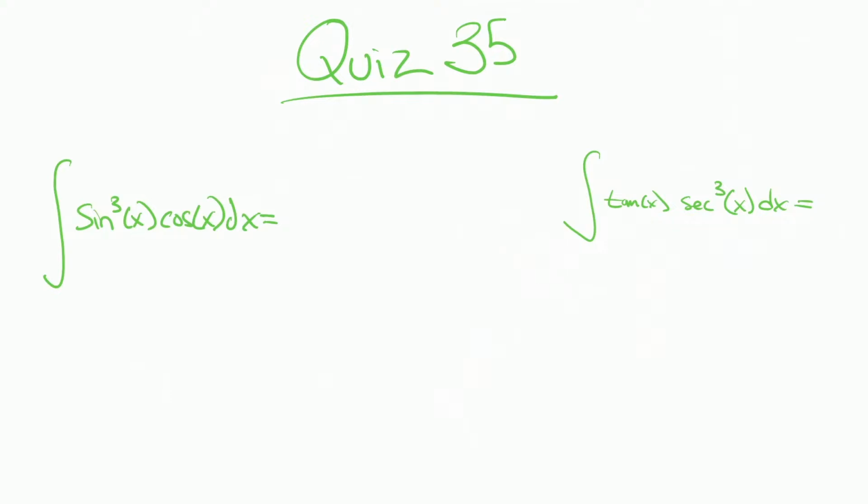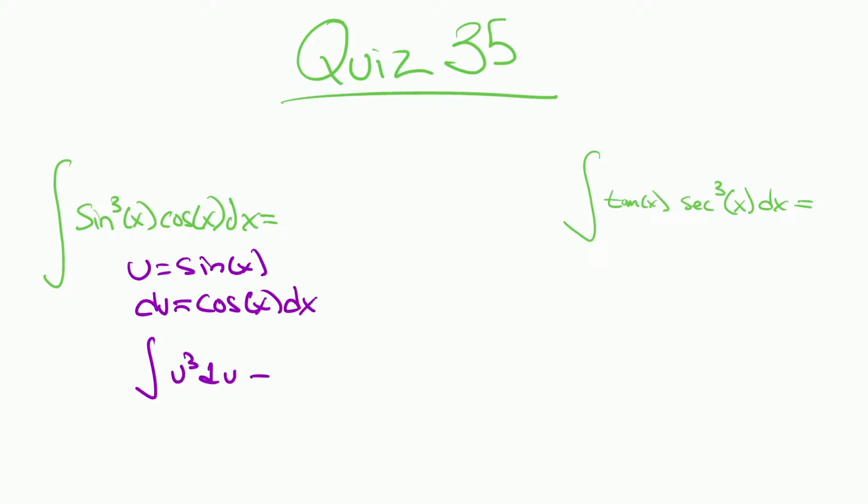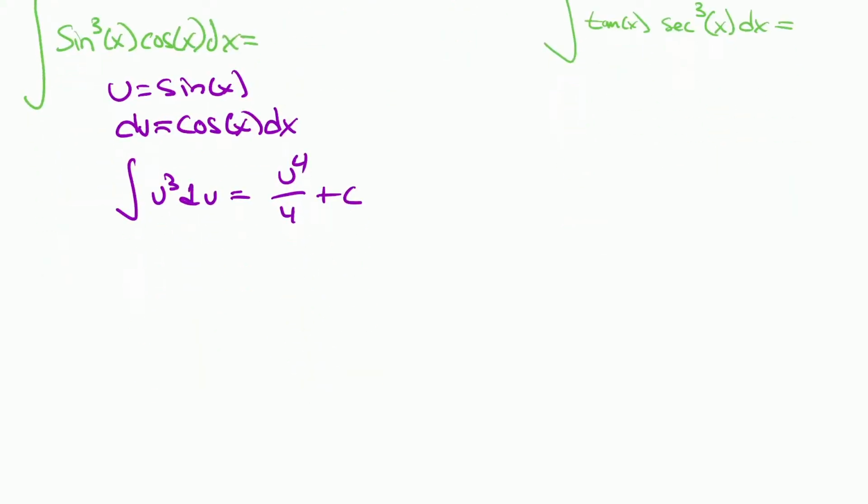Everyone did a great job, almost. So you have u equals sine here, and du is equal to cosine dx. And so this ends up being the integral of u cubed, and that's going to be u to the fourth, plus c. Oh no, someone forgot the plus c. Half of you forgot it.